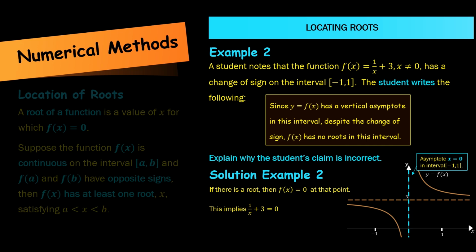This implies 1 over x plus 3 equals 0. In other words, 1 over x equals -3, or x equals -1 over 3. Here in the graph. So the existence of an asymptote in an interval does not necessarily mean that a root does not exist.